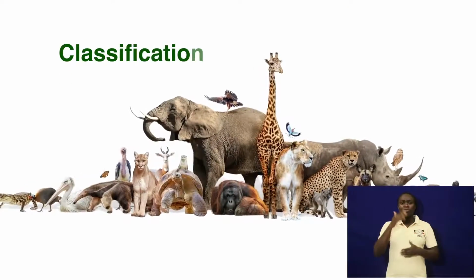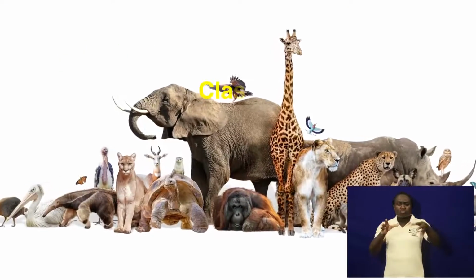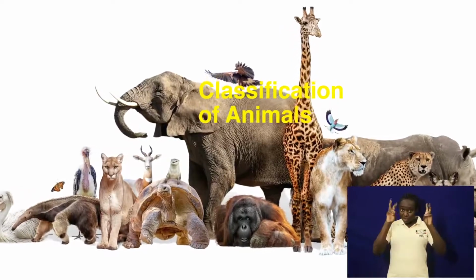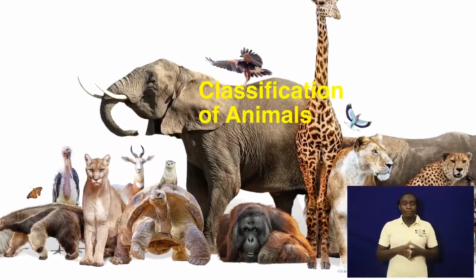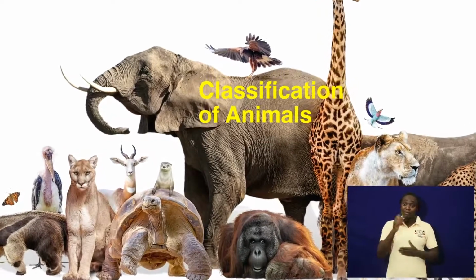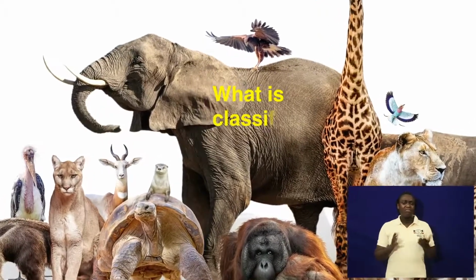So the topic you are going to look at today is classification of animals. We shall begin by trying to understand in real life what classification is. Here at home, we group objects and items probably according to the way we use them, or according to their colors, maybe according to their sizes, but mostly according to how we use them.